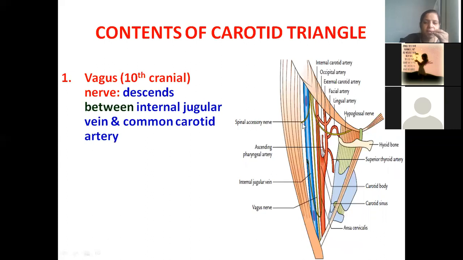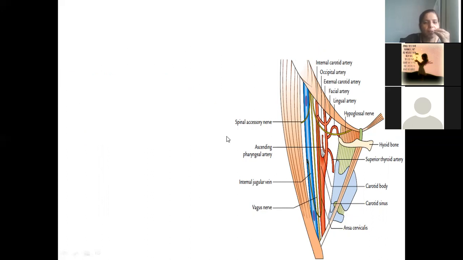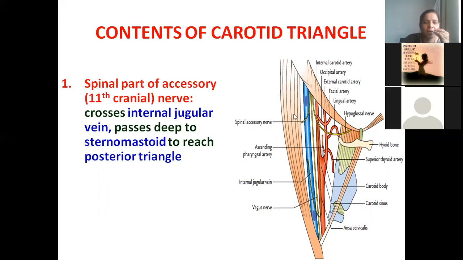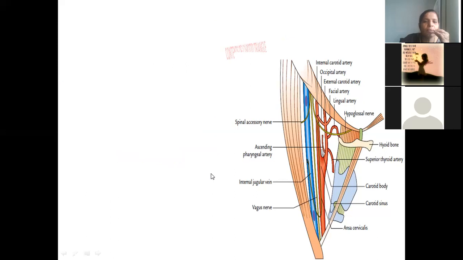I told you we have certain cranial nerves. So 9th, 10th, 11th. We have the vagus, which runs between the internal jugular vein and the common carotid artery. Then the 11th is accessory. Do you remember which muscles accessory supplies? Sternocleidomastoid and trapezius. Very good. That is how it comes out, going over the internal jugular vein to run over the sternocleidomastoid to enter the posterior triangle.